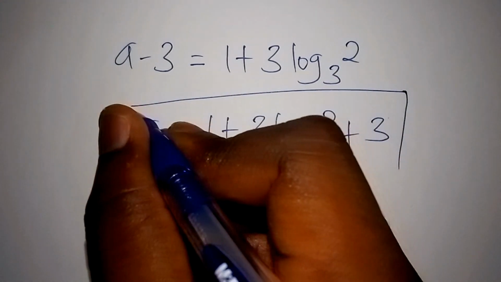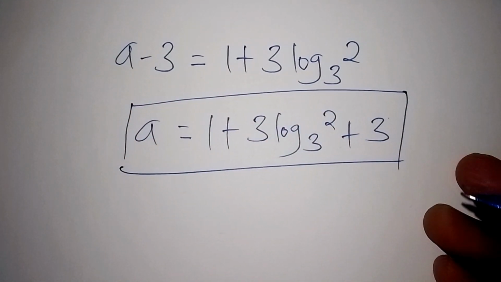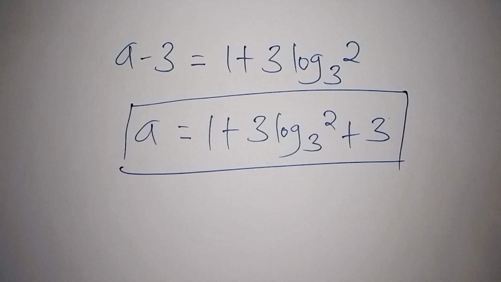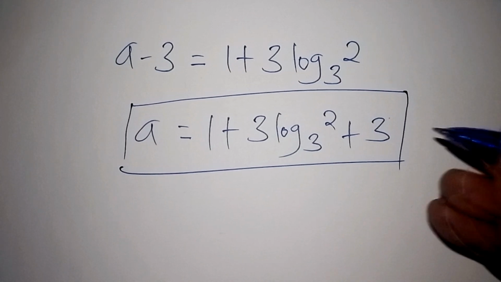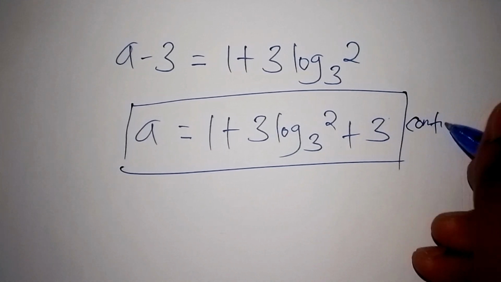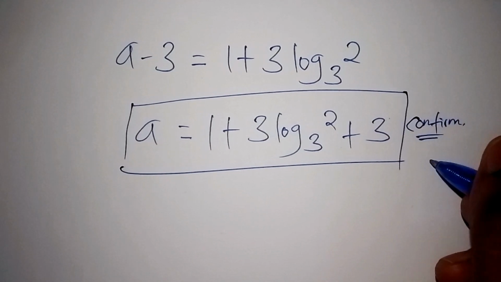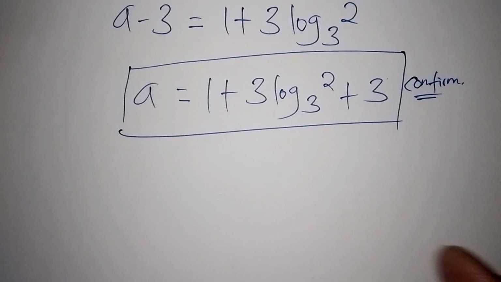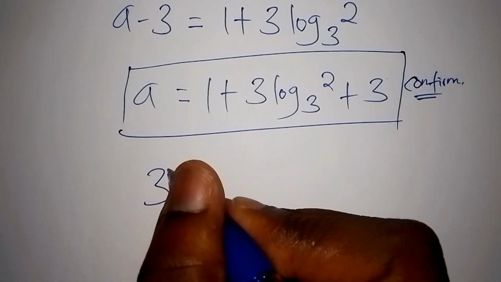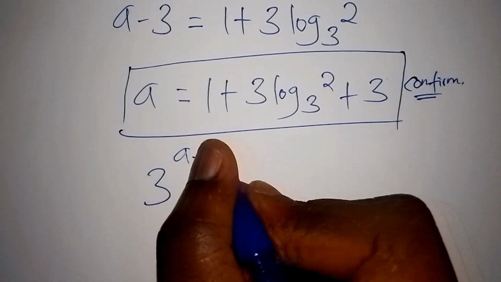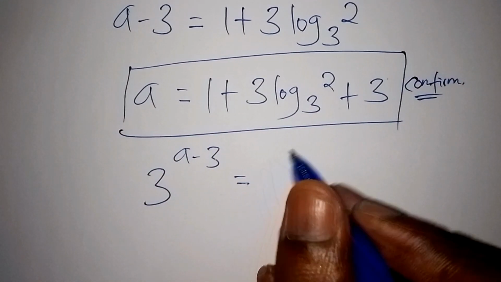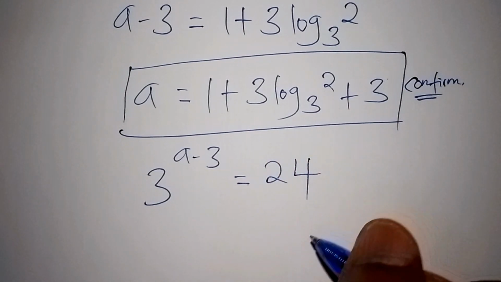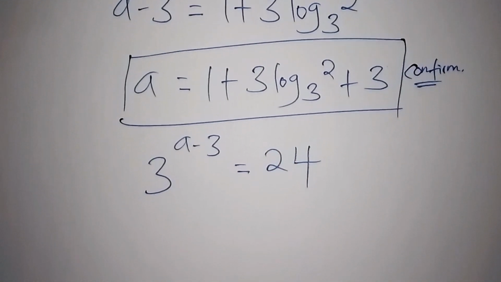So if you worked out this maths problem, have you got this as your answer? You've got it right. So we can now confirm and verify if our answer is really correct as we say. So let's now confirm within the shortest time. Our question was 3 to the power of a minus 3, and the answer is supposed to be 24. So let's now have our problem by rewriting it.